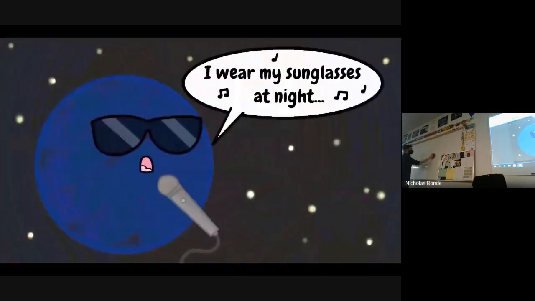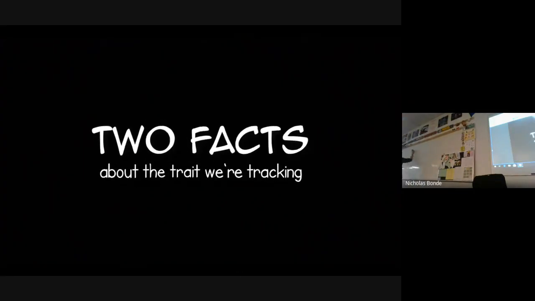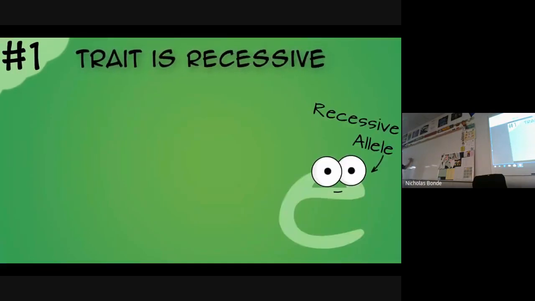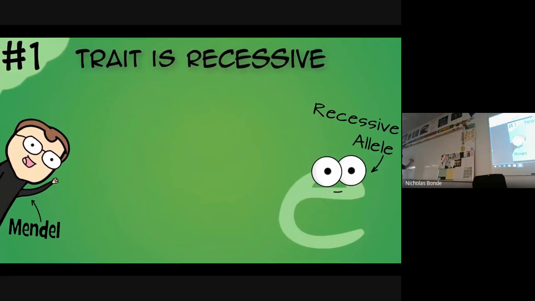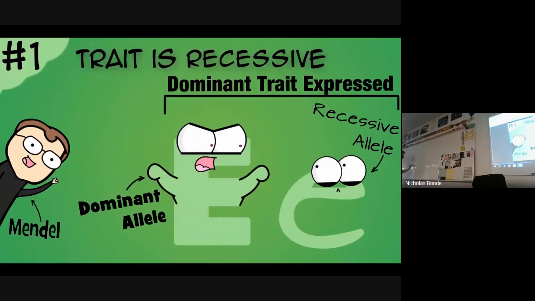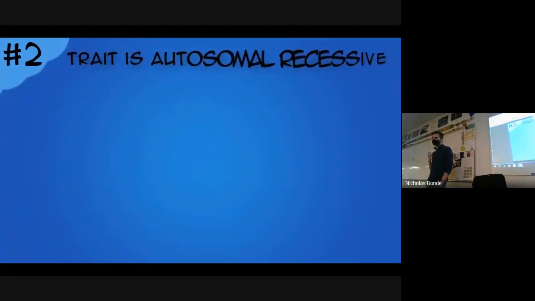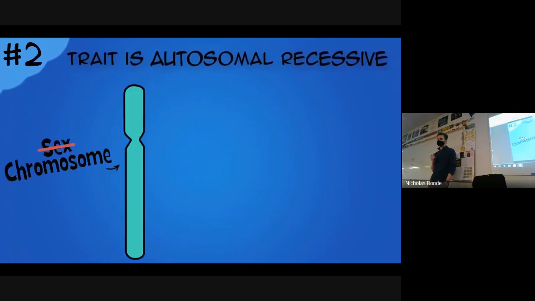Now you may wonder, why are some of these shapes shaded? What does that mean? Well, the shaded shapes represent a trait that is being tracked in the pedigree. Here are 2 important facts about the particular trait I am choosing to track. Fact number 1 about this trait being tracked is that it's recessive. Recall that in typical Mendelian inheritance, dominant alleles, if present, will lead to the expression of dominant traits. Recessive alleles only are expressed when the dominant allele is not present. Now, fact number 2 about this trait is that it is an autosomal recessive trait. Just a reminder that autosomal means a chromosome that is not a sex chromosome.